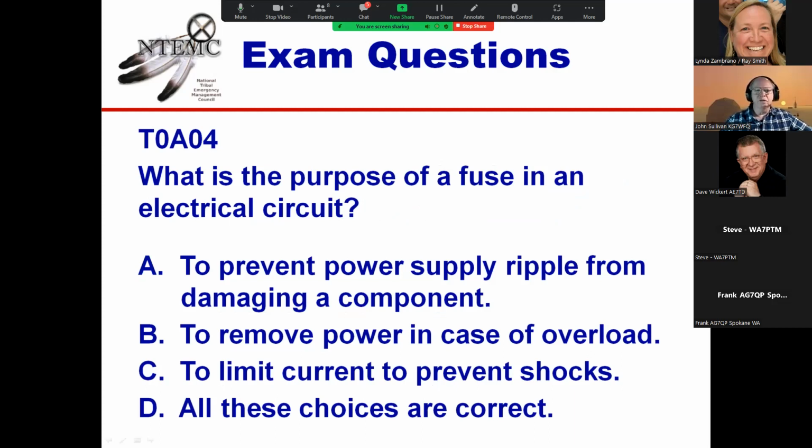What is the purpose of a fuse in an electrical circuit? Okay. To prevent power supply ripple from damaging a component, remove power in case of an overload, or limit current to prevent shocks. Well, the ripple question is a red herring. Removing power, that's what a fuse does. The fuse blows, it breaks the circuit, and it removes the power from the circuit. Power doesn't flow anymore. So the correct answer is B. Remove power in case of an overload.